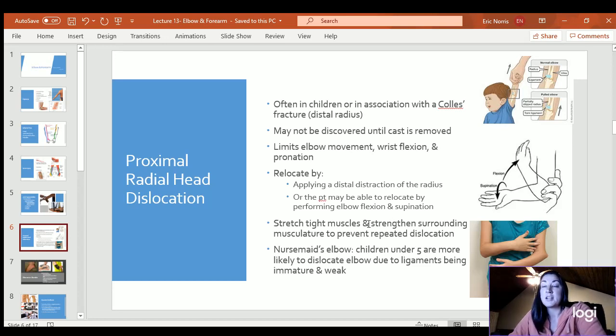Once it's relocated, you certainly want to stretch any muscles that are tight. Most likely, immediately, there's going to be inflammation and soreness, so I would focus on that the first treatment or two, and then down the road give more stretching and then strengthening to prevent that from happening again.